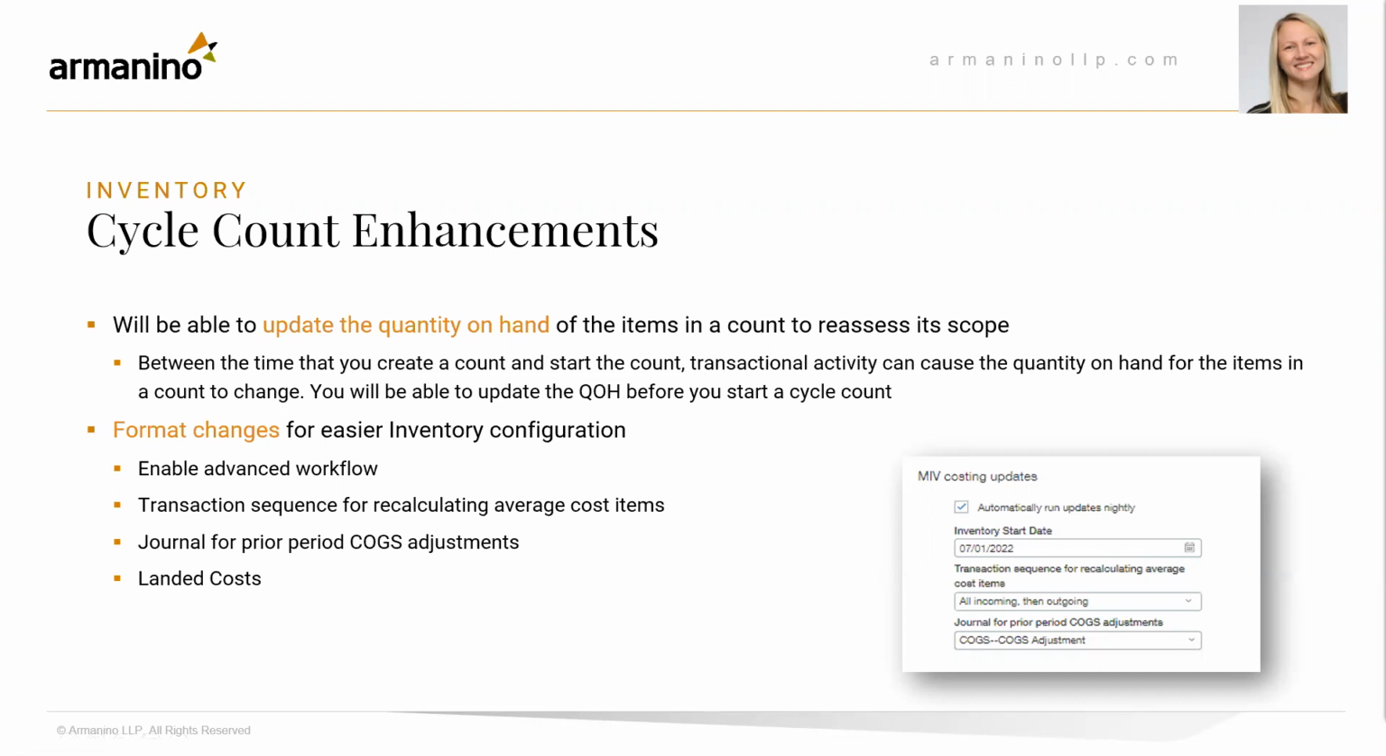And so you'll be able to update your quantity on hand before you actually start a cycle count. Then they made some format changes for the inventory configuration. So the enable advanced workflow has been moved from the bottom to the top. The transaction sequence for recalculating average cost items has been moved, and journal for your prior period COGS adjustments.